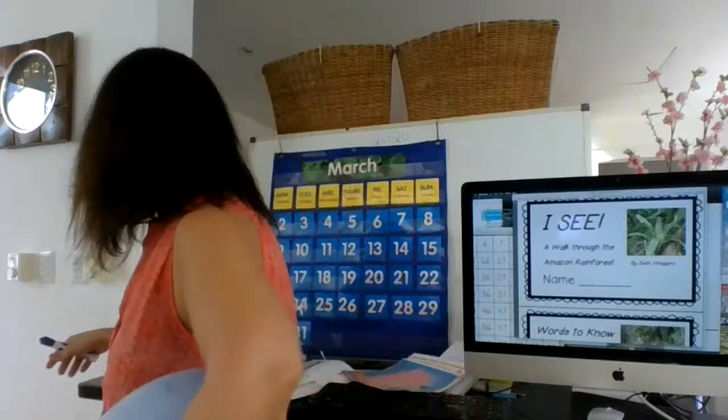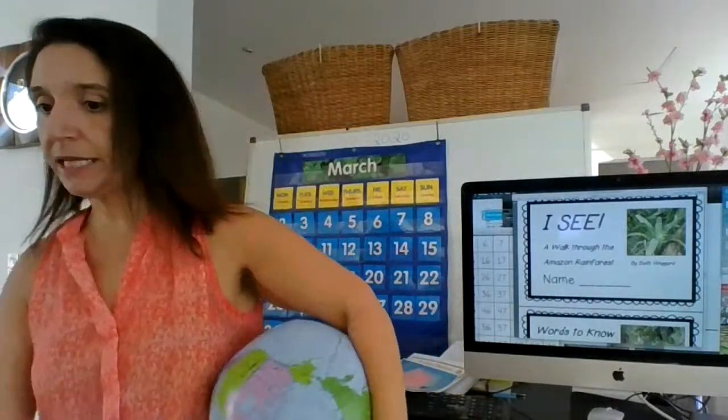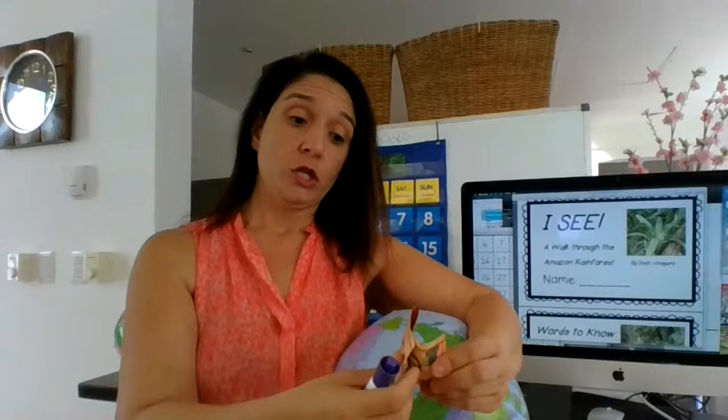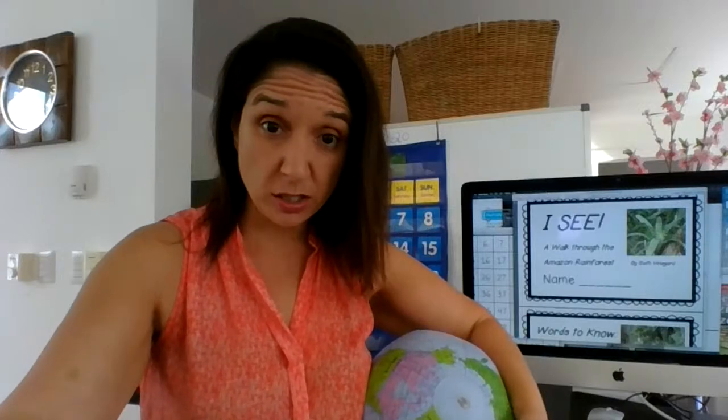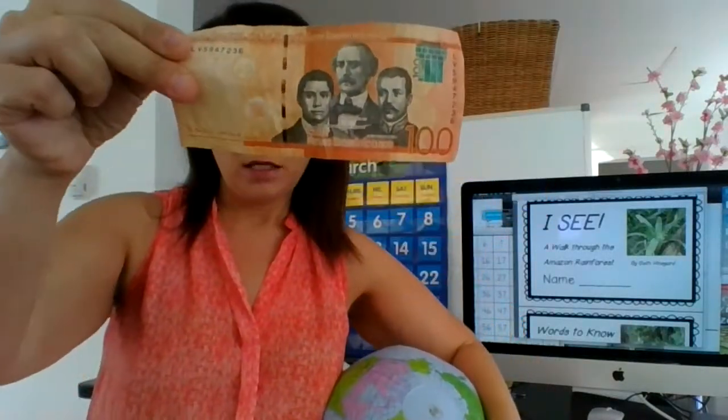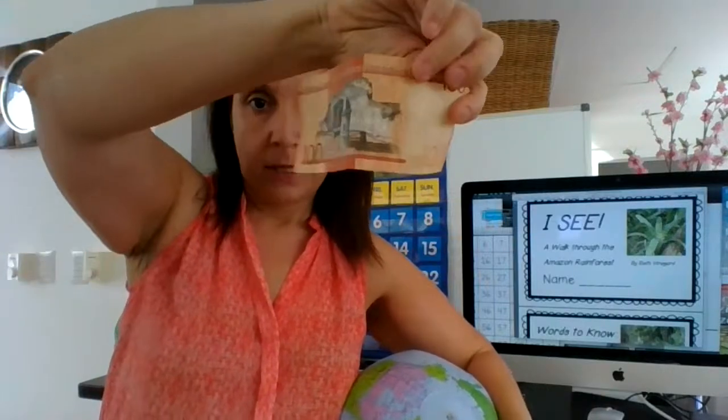So, for example, where'd it go? I just had it. This is 100 pesos. Oh my goodness, you're probably thinking, wow, that's a lot of money, if you're thinking in dollars, like in Canada or the United States. But 100 pesos here is about $2. Okay. Yep, that's Dominican money, but we're going to be counting American money.